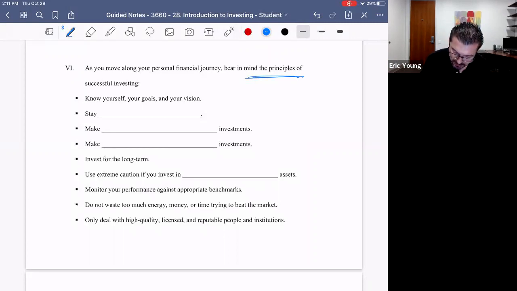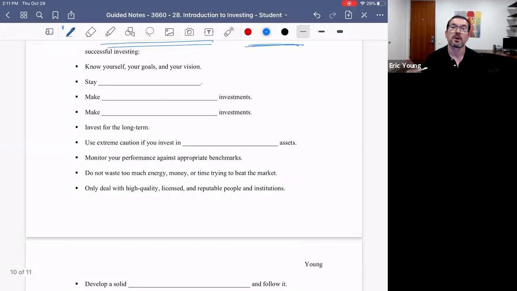So I encourage you, as you move along your life path, as you move toward future you, to this beautiful version of you that will thrive and flourish and do great things and make a great impact, simply bear in mind the principles of successful investing. Okay? Tools change, principles don't. If you get rooted in these principles, you'll thrive in any environment. What are these principles? What do I want to leave you with? It's the following. Number one, always know yourself, know your goals, know your vision, know your mission.